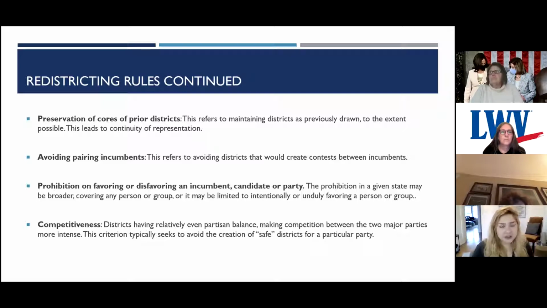This one is probably the most wishy-washy of all of them, but it's trying to make sure we have partisan balance. But again, we can't be making districts solely based on party. So it kind of starts to muddy the waters a little bit with some of these different rules around redistricting.